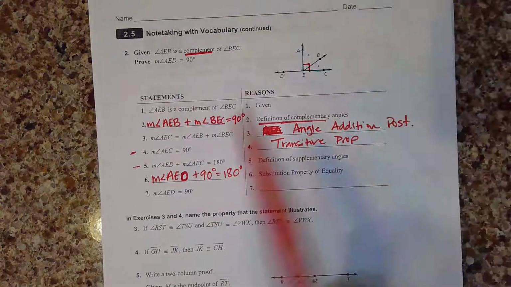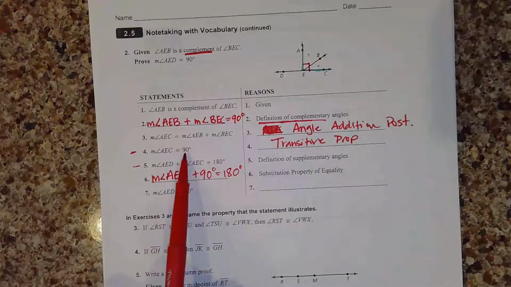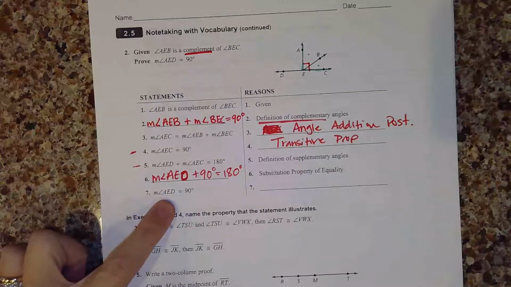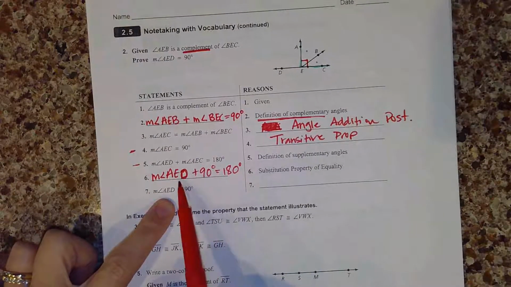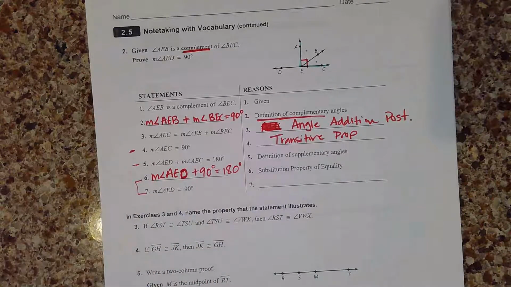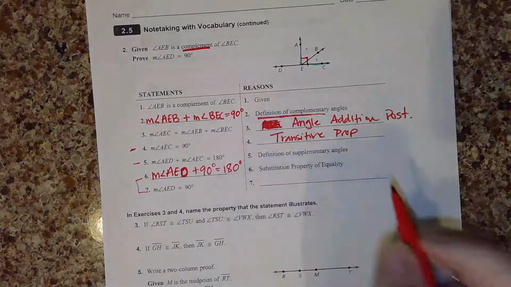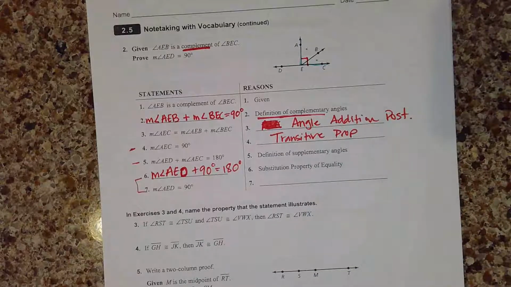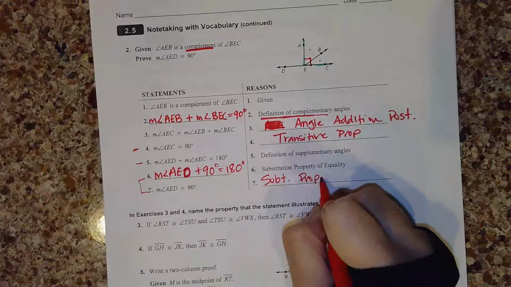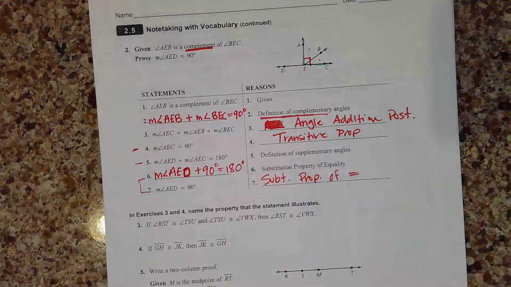So all I did is take this, because I knew this is 90, and substituted in there. And then how do I know that AED equals 90? Well, what did I do to get from here to here? Looks like all I did was subtract 90 from both sides. So we call that the subtraction property of equality. All right, there's your proof.